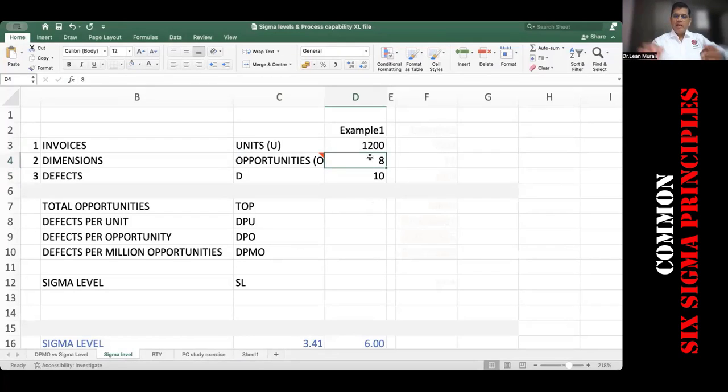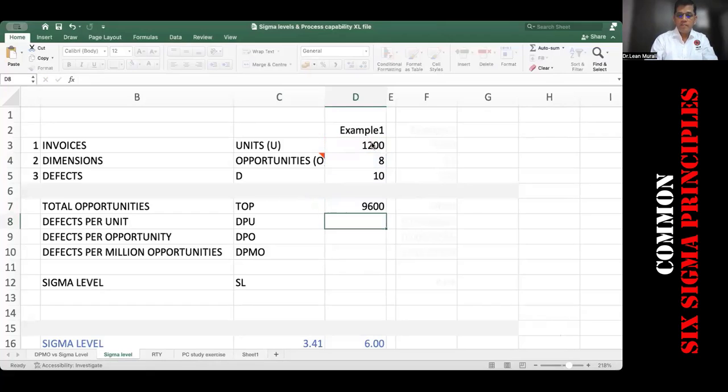So a simple calculation. One unit has got 8 opportunities and 1,200 units has got how many opportunities? Please put in the chat box. If one unit has got 8 opportunities, 1,200 units has got 9,600 opportunities, that is called total opportunities. That is simple calculation of this into this, which is 9,600.